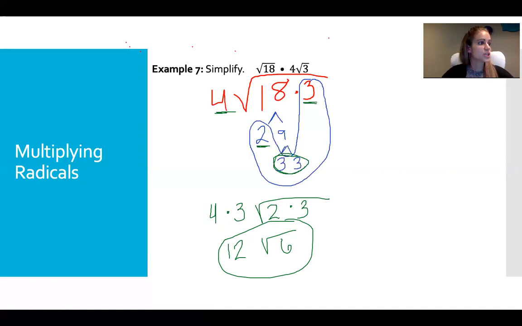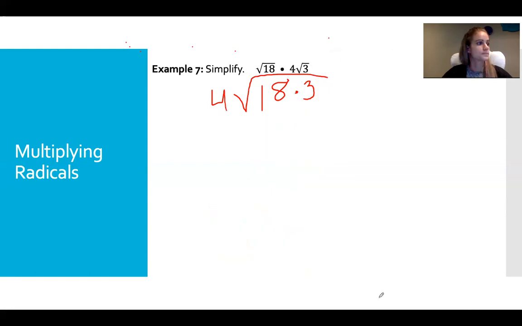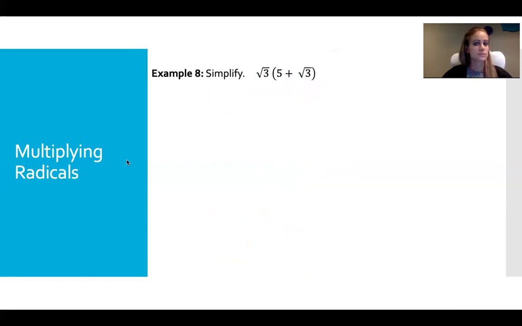All right, you guys are doing good. We just have one more example. All right, I think I got my cursor here. So we need to simplify the square root of 3 times the quantity of 5 plus the square root of 3. Does this look familiar to anyone? Okay, if it does, great. If not, what if I gave you this problem?